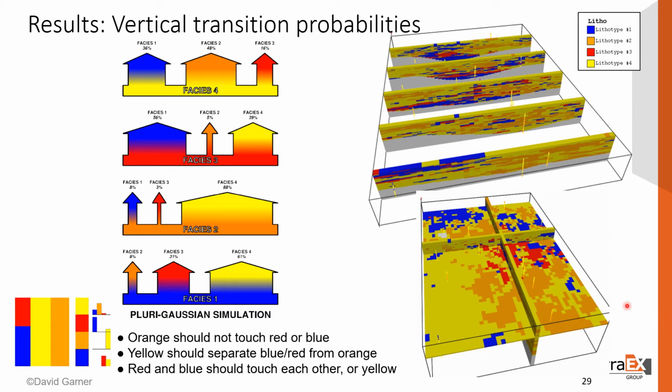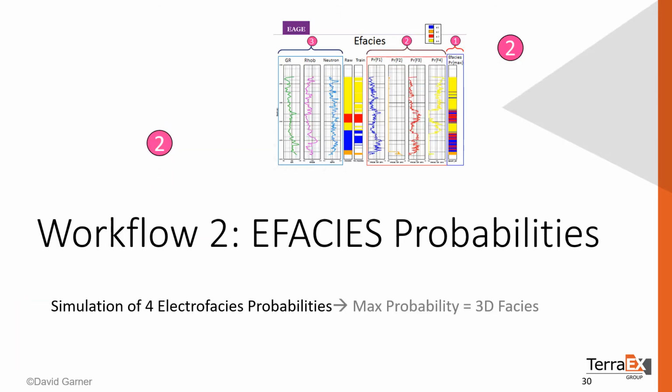And again, we see those shapes here and that transition set here. And that's the key here, is that we can do that. And so that's our reference. Now we're going to look at facies probabilities. And what we're going to do is simulate those probabilities in 3D and then get the maximum probability. And that's going to be our 3D facies. So we'll get the 3D facies after simulating into 3D.